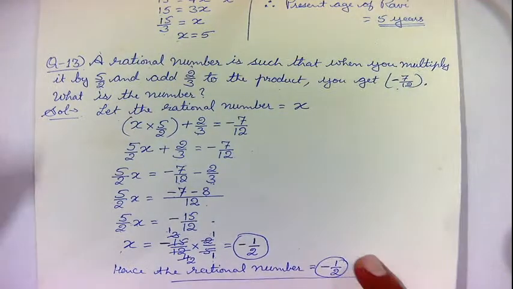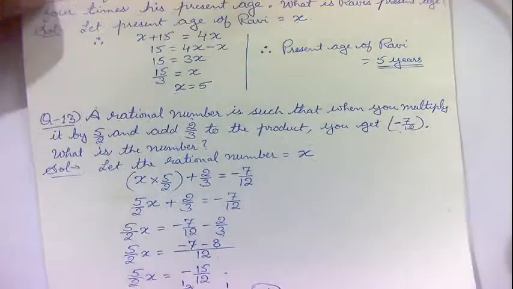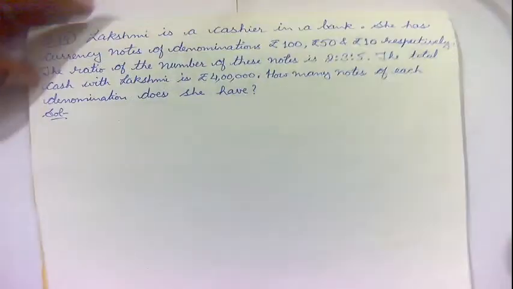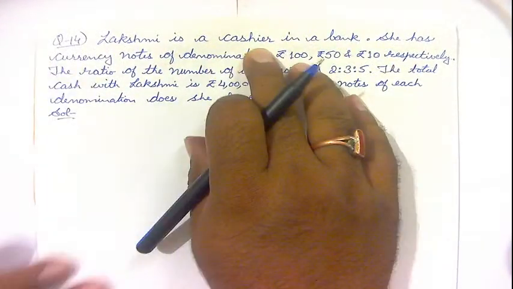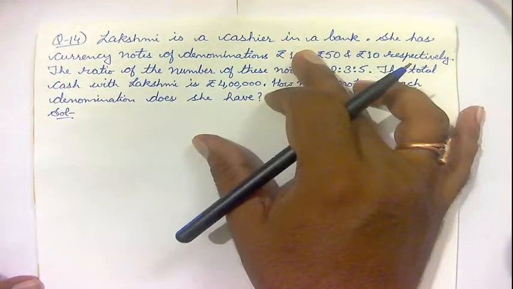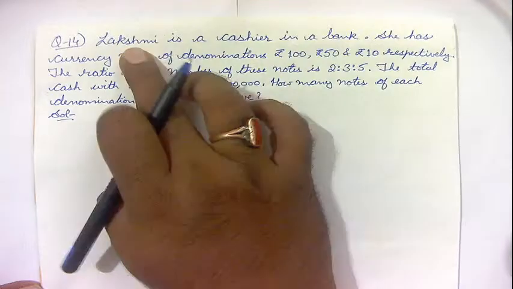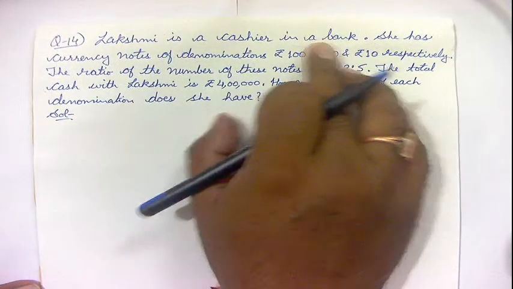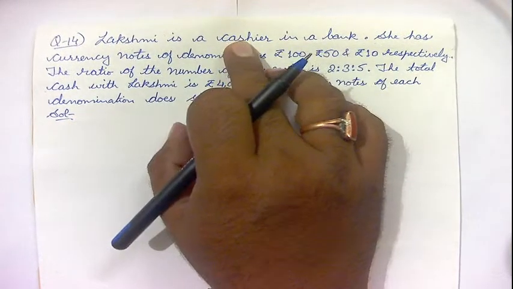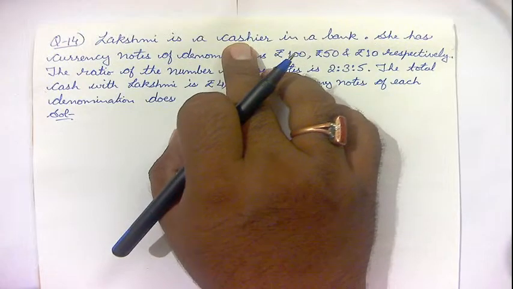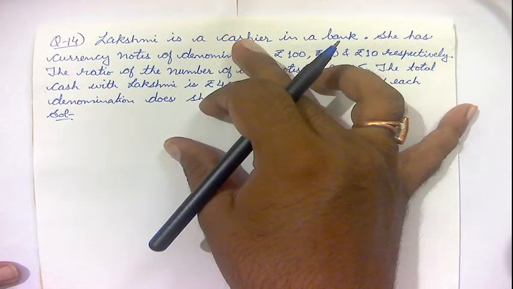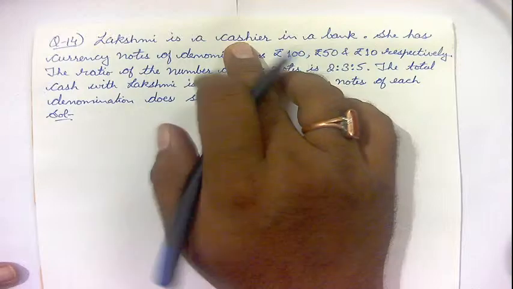Now let's move towards the next question, number 14. Now question number 14 says, Lakshmi is a cashier in a bank. What it is? Lakshmi is a cashier in the bank. Who is the cashier? The one who deposits or gives the cash to the customer.